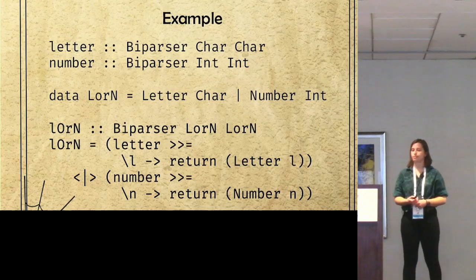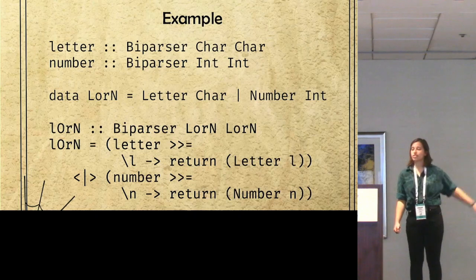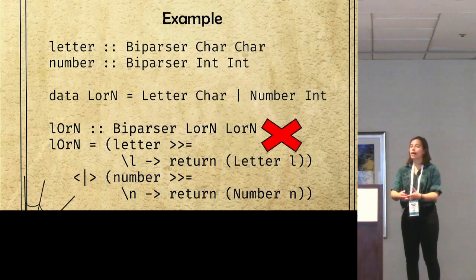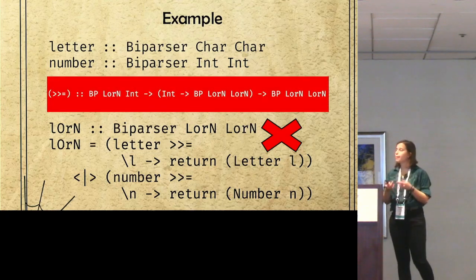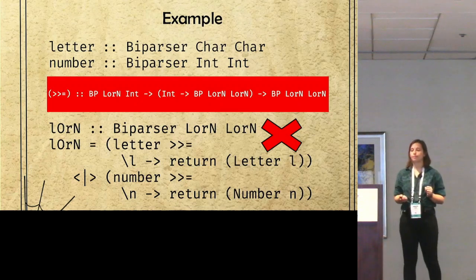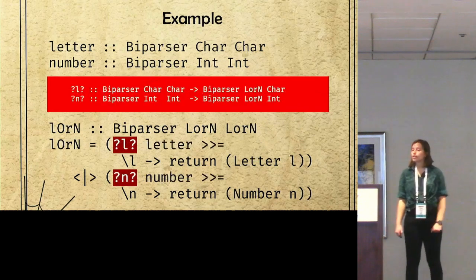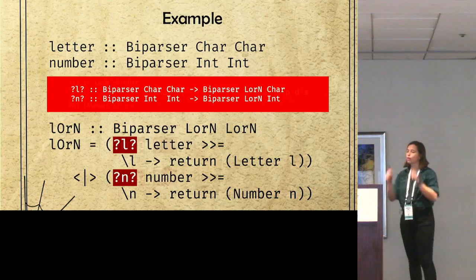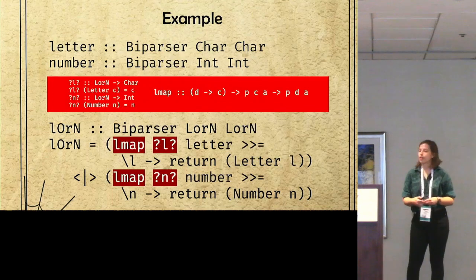The profunctor operations are motivated by the fact that this expression doesn't quite type check. That's because bind only operates on the second type parameter of the profunctor. So in the number case, bind is expecting its first argument to have biparser lorem int as its type. But that's not the type of number. This means we need some function that is going to change the first parameter of the profunctor. Luckily, that is exactly what the lmap profunctor operation does. So lmap can fix this type error if given a function from lorem to char or lorem to int.